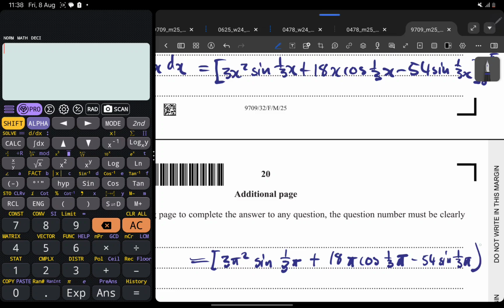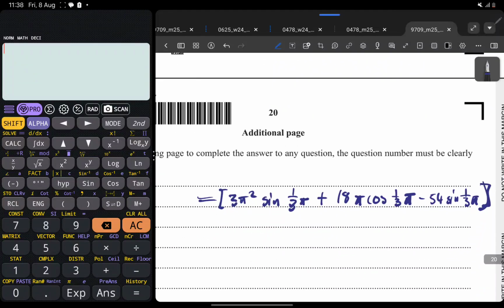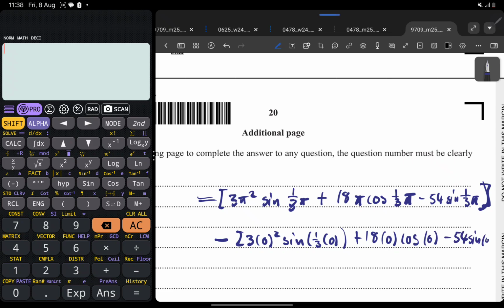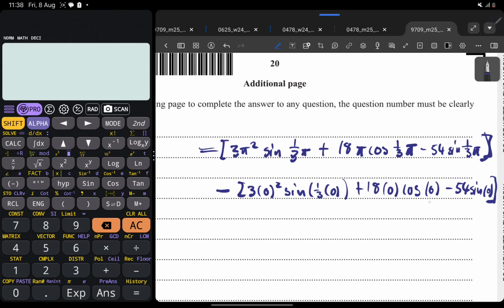This whole thing will then say minus, now you're putting 0 wherever there is x, minus 3 by 0 squared sine of 1/3 by 0 plus 18 by 0 cos of 1/3 by 0 minus 54 by sine 1/3 of 0, which is just 0. What would you get? This whole thing will be zeros, because 18 by 0 is 0 times this cos will be 0. Sine 0 is 0, so you don't even need to multiply. 54 by 0 is 0. 3 by 0 is 0, which multiplies this, it'd still be 0. So it's going to be minus 0, and there will be 3 pi squared.